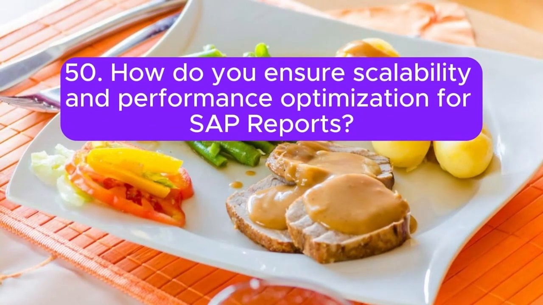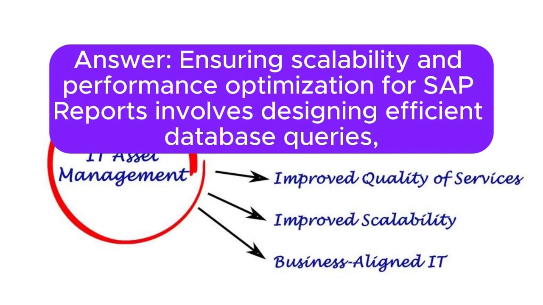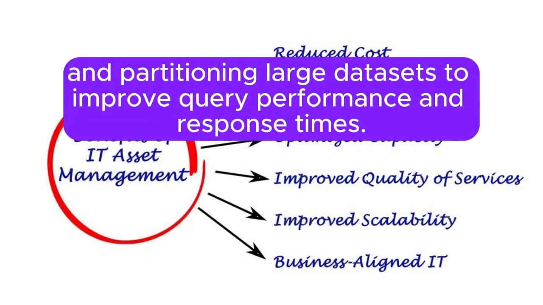50. How do you ensure scalability and performance optimization for SAP reports? Answer: Ensuring scalability and performance optimization for SAP reports involves designing efficient database queries, optimizing data retrieval and processing, implementing caching mechanisms for frequently accessed data, and partitioning large datasets to improve query performance and response times.